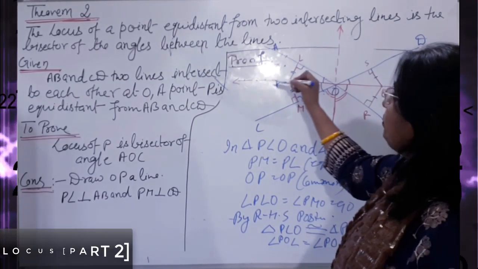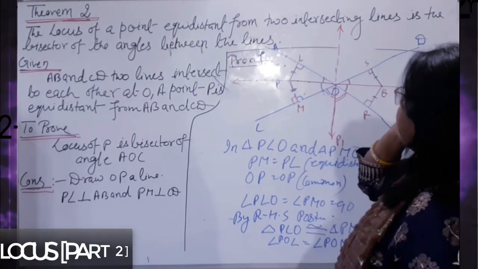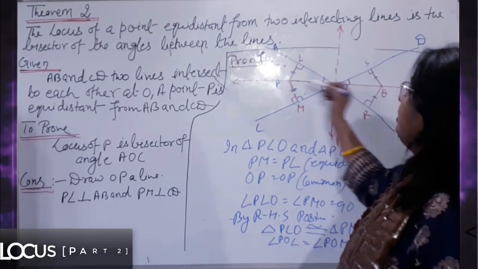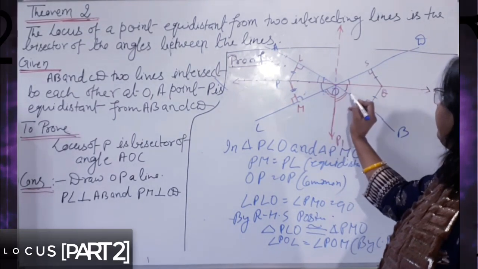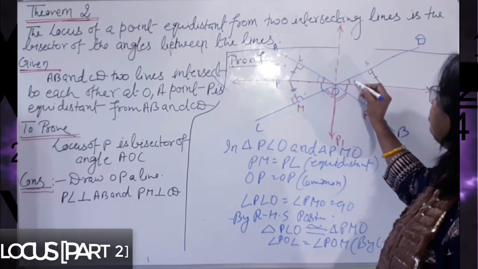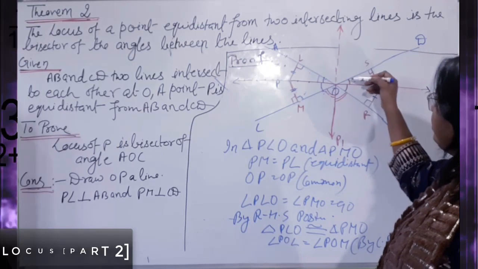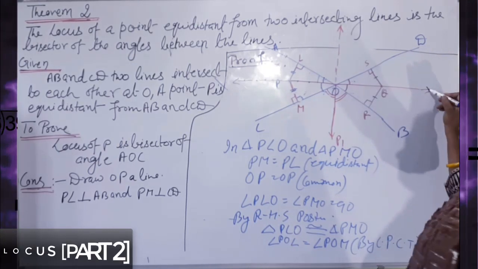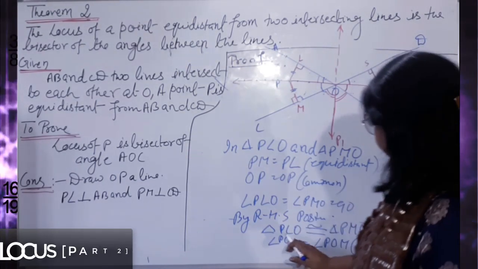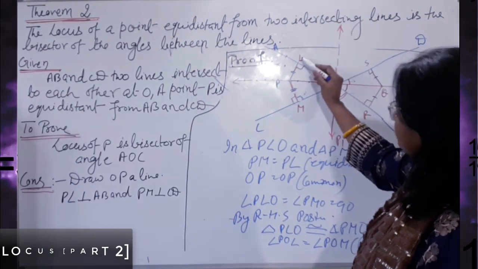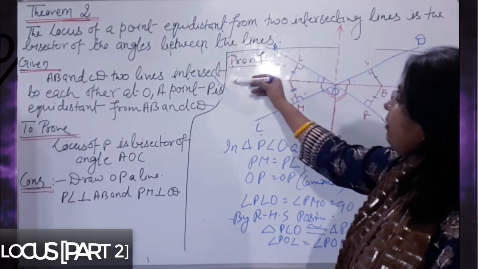The locus of the point P, which is equidistant from both intersecting lines, is the bisector of this angle. In the same way, on this side, because this angle is equal to this one, vertically opposite angle, and this angle is equal to this one, vertically opposite angle, and as I have proved both angles are the same, there also both are the same. It is a bisector. In this way we can prove it. The locus of P is the bisector of angle AOC.